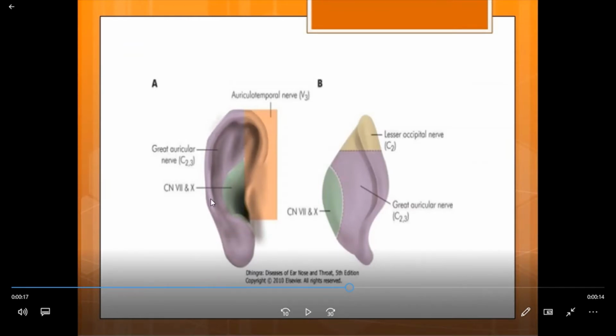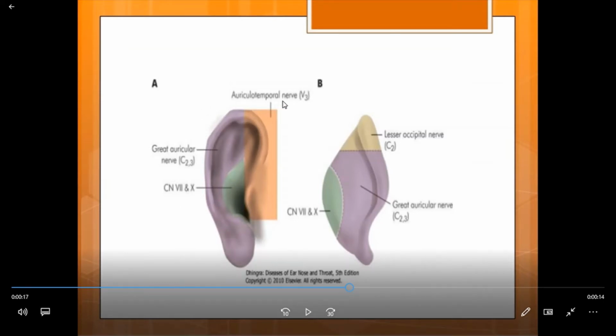Now this is due to a very special reason. The auricle consists of something called elastic cartilage. Because of that, it's able to recoil back to its original position. Elastic cartilage is not present a lot in our body. The other place where it's present is the epiglottis.